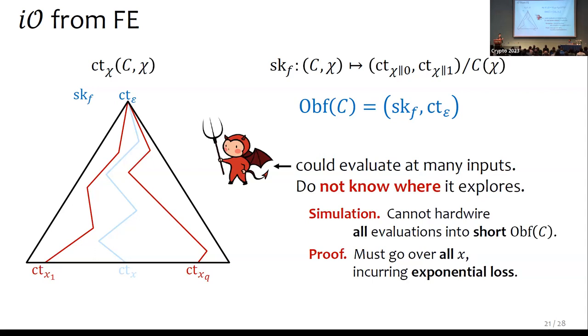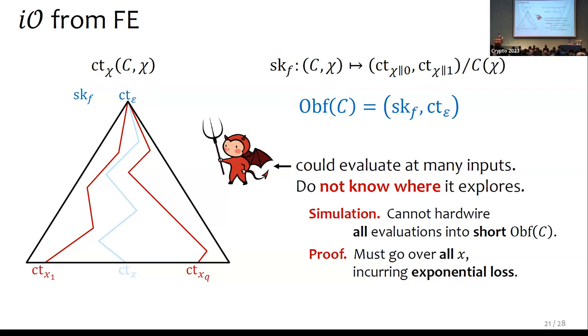This creates two problems. One is that since we do not know where it's interested, we have to be prepared for all possible inputs. So we cannot just hardwire all the possible outputs into the very short obfuscation. Also, in the proof, we also have to go through all the possible inputs to perform the indistinguishability reduction. And this creates an exponential loss.